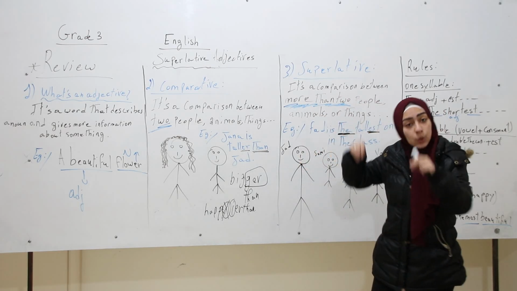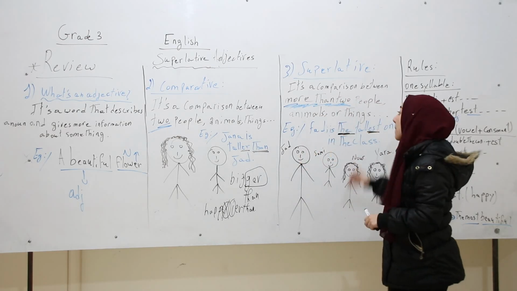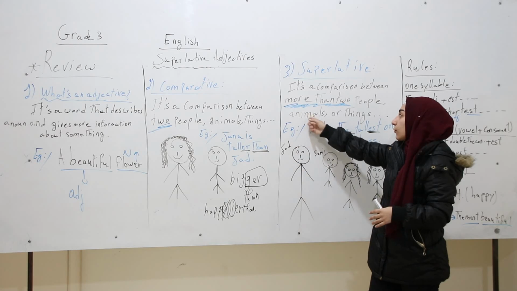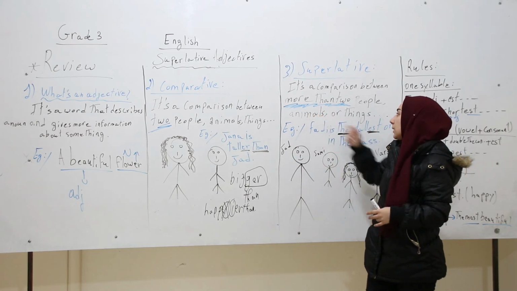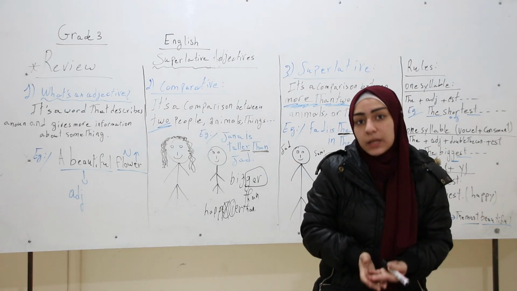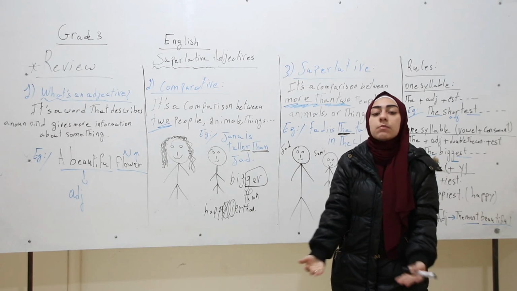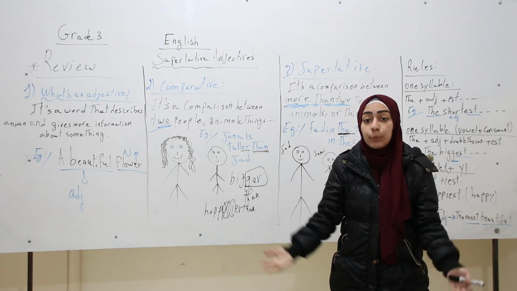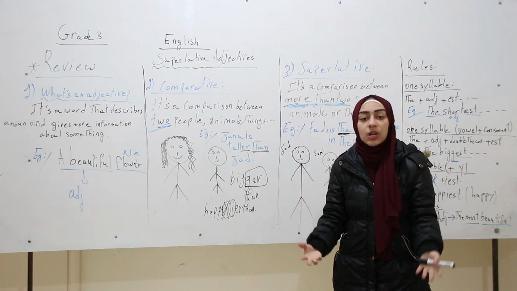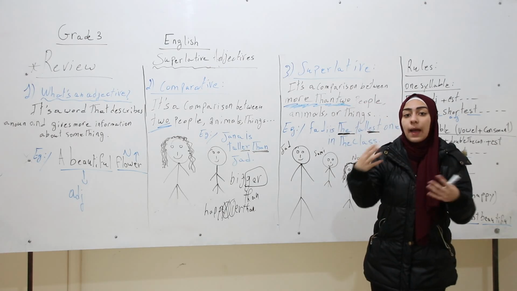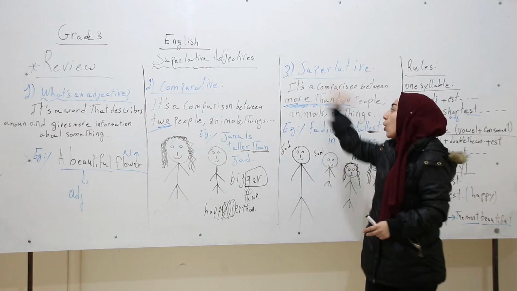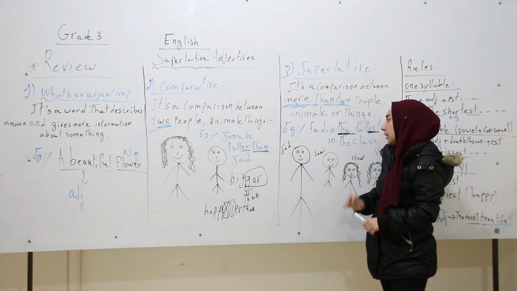So, superlative is also a comparison. هي أيضا مقارنة. But it's not between two. It surpasses the number two, so it is for more than two people, animals, or things. أكثر من شخصين. عم قارن شيء بمجموعة كبيرة. شيء بأشياء, شخص بأشخاص, حيوان بحيوانات. عم قارن واحد بمجموعة كبيرة. So it's more than two. أكثر من شخصين أو أكثر من شيئين.